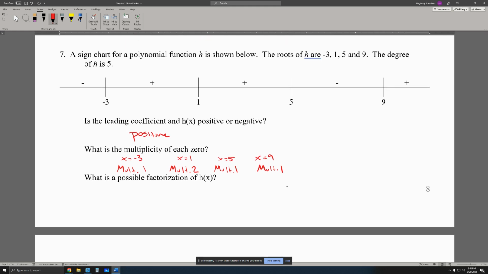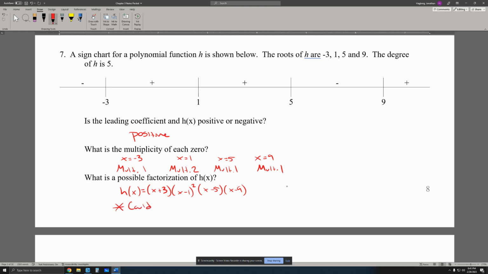So a possible factorization would be h of x is equal to x plus 3, and we have x minus 1, the quantity squared. We have x minus 5, and x minus 9. Now, one thing I want to note is all we know is the x-intercepts. We don't know whether or not there's any vertical stretches or compressions to this function. So we don't know what the y-intercept is. So I'm going to put a big note here.